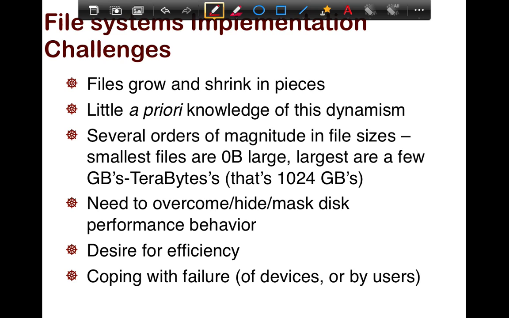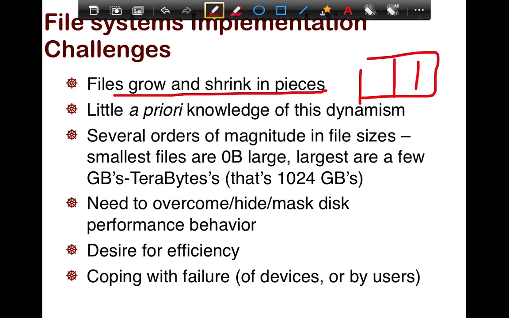So the big challenge with file system implementation is, one, files grow and shrink in pieces. They may grow in the middle. You may have a file that wants to expand at this point, or extend at the ends. There are lots of different places it may want to expand, and so the question is, how do you do that? A little knowledge about the access pattern would also help, because then you can take particular care to lay out the sectors that are accessed in a sequential fashion.